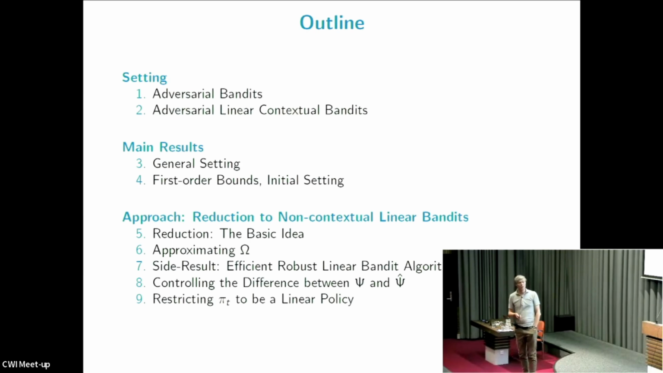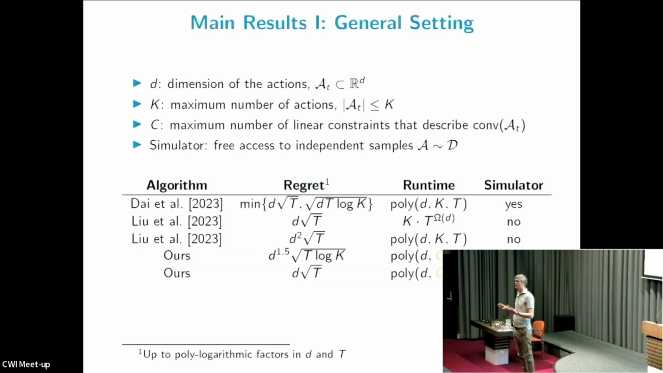All right, so then let's get to the rates that are known and that we can achieve. There's a bunch of ingredients. One is the dimension of the action set. Then I'm assuming that the number of actions in each set is upper bounded by k still, so like a finite number of arms, say. There's a new number, which is how many linear constraints I need to describe the convex hull of every action set. And that will come into the computation time for the algorithm that we develop.